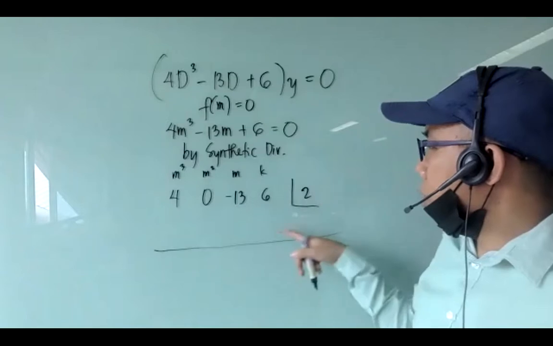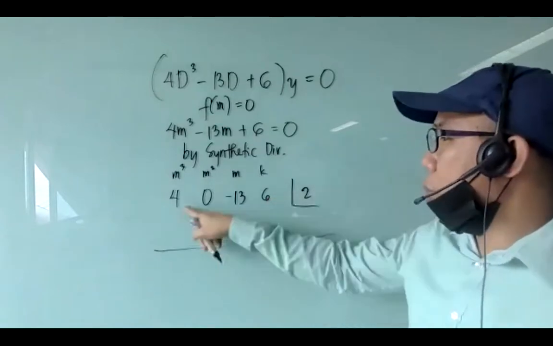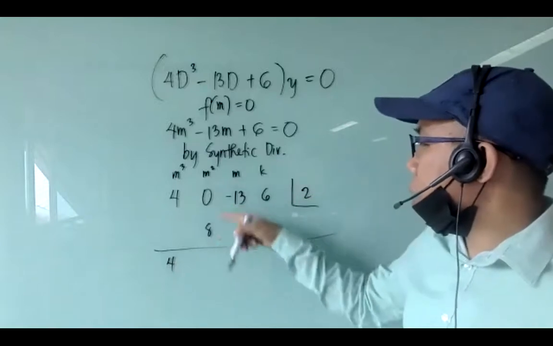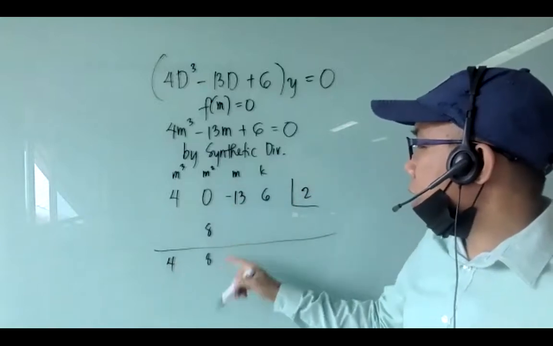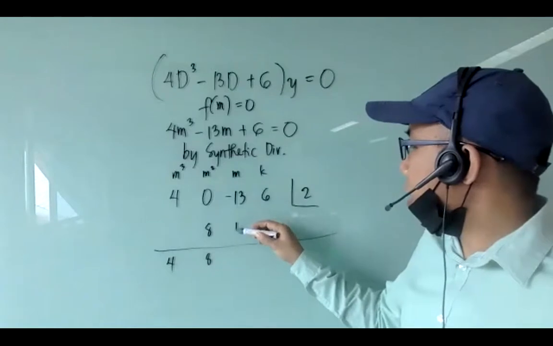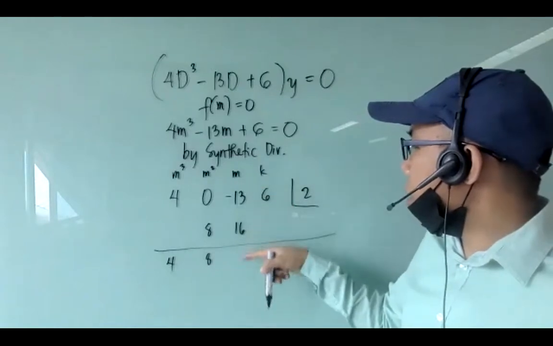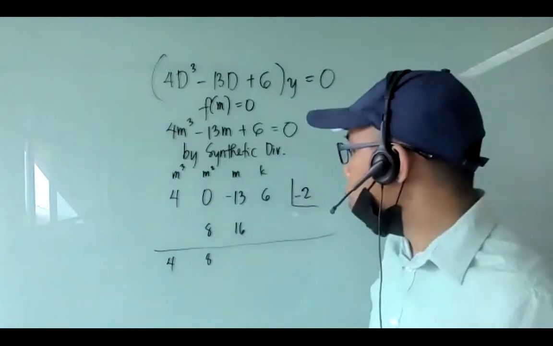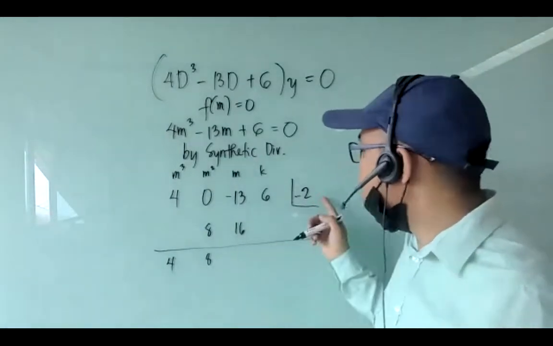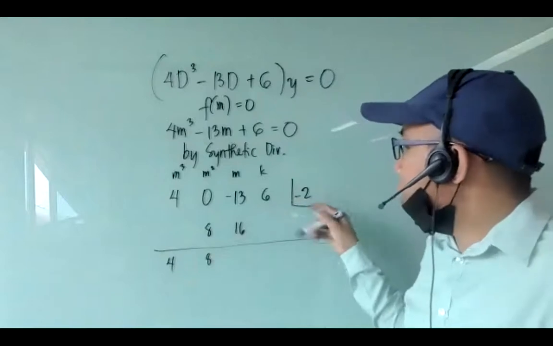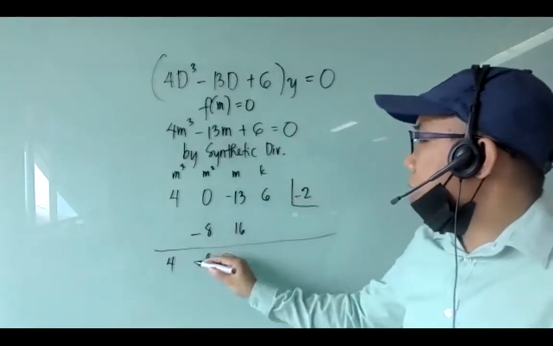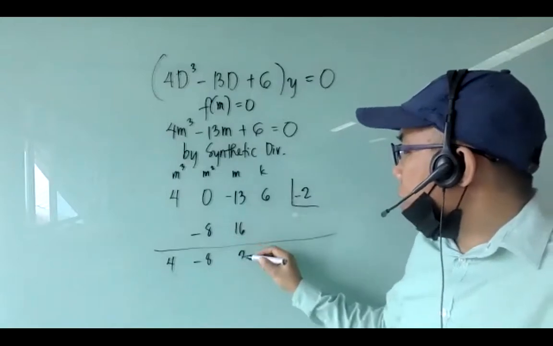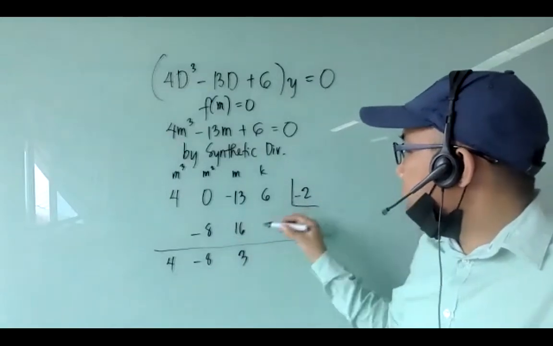Kapag 2, kailangan ma-zero yung dulo ha. So bring down mo yung 4. 4 times 2 is 8. 0 plus 8 is 8. 8 times 2 is 16. Okay, maging positive siya. So dapat negative. Negative 2. Okay? So dahil negative 2, 4 times negative 2 is negative 8. Negative 8 times negative 2 is positive 16. And then you have 3. 3 times negative 2 is negative 6.